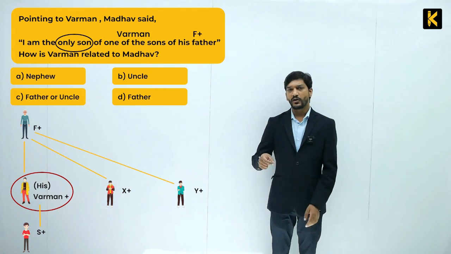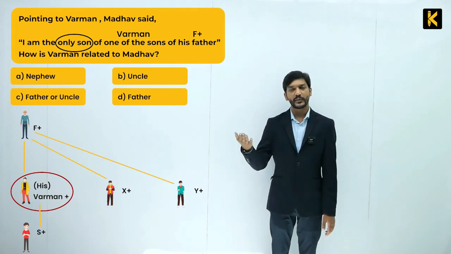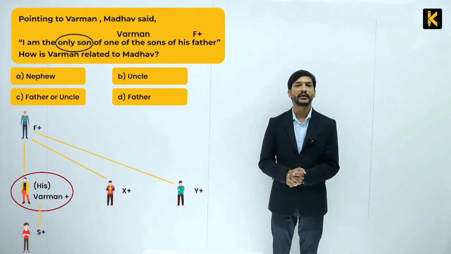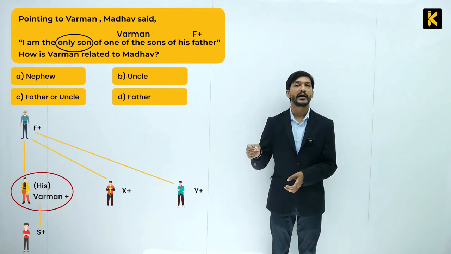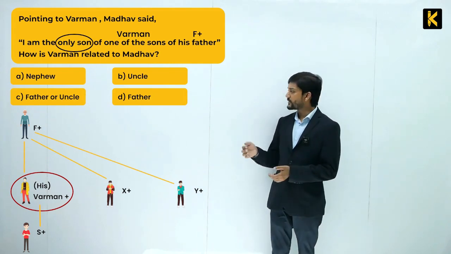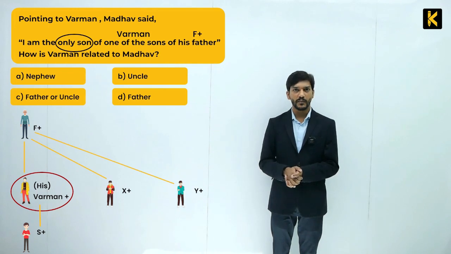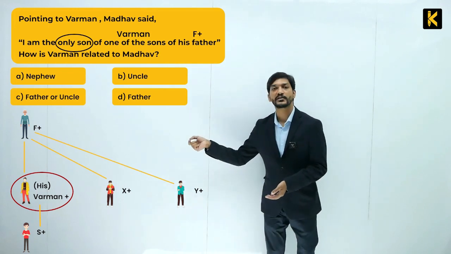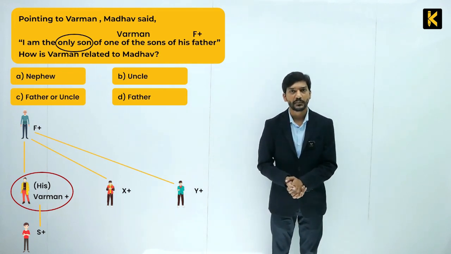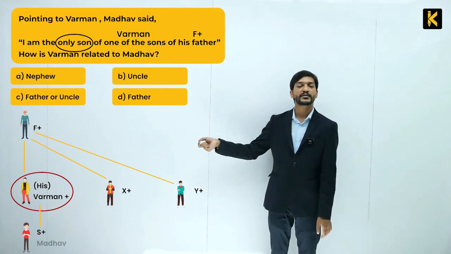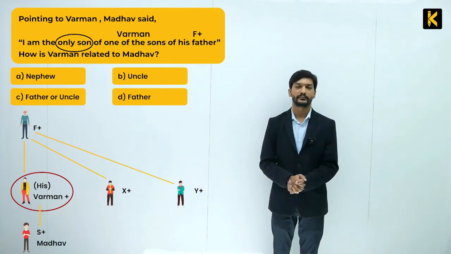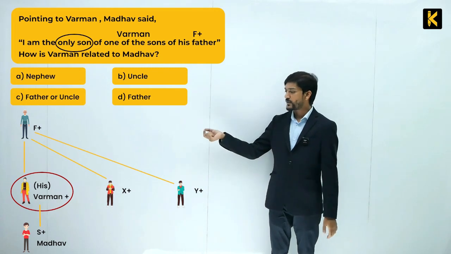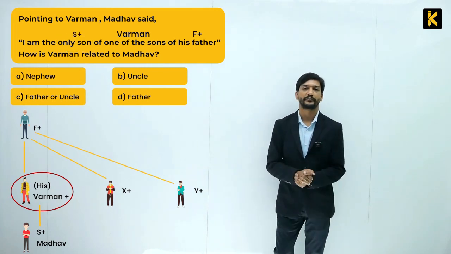So now, observe please. Now, if you go back again, just like the previous case, you will be reading it like, Madhav said, I am the only son. Only son is S plus. So Madhav is saying, I am S plus. So that means this S plus person is Madhav. Okay. So this S plus is Madhav. So let me show it.